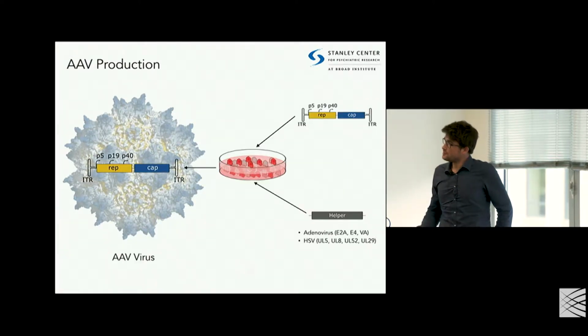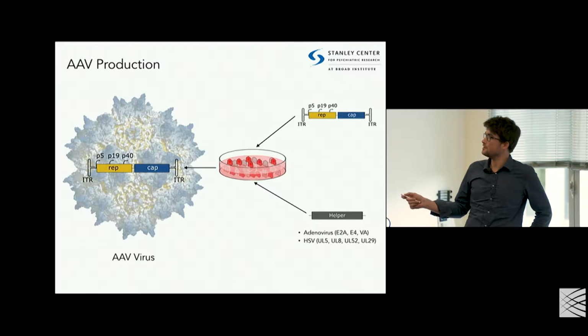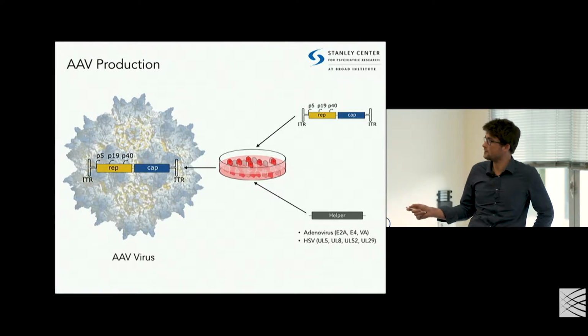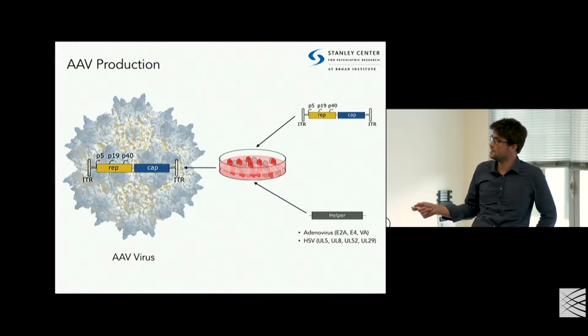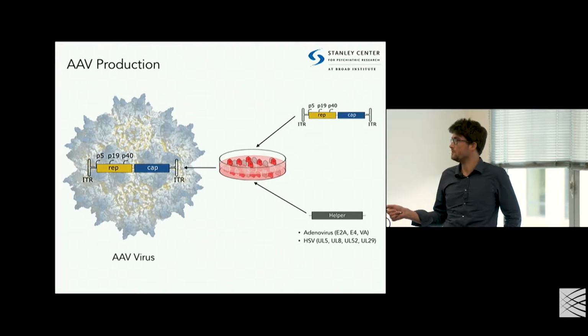So how do you produce those? Well, you can just take mammalian cells and transfect them with a cocktail of two plasmids. The first one contains your viral genome, and the second one contains helper genes that are necessary for virus production. So it can come from the adenovirus or herpes.